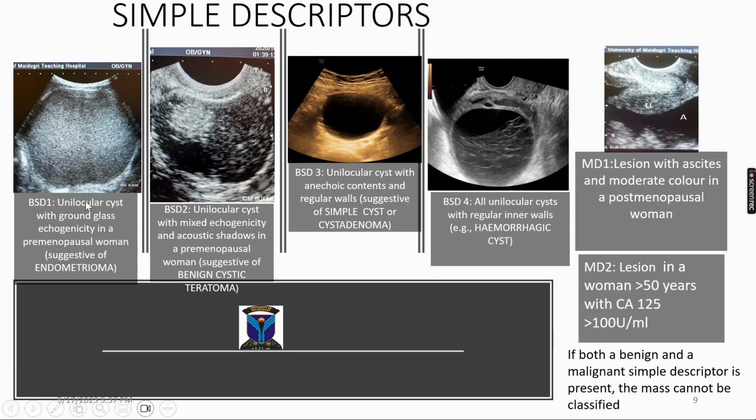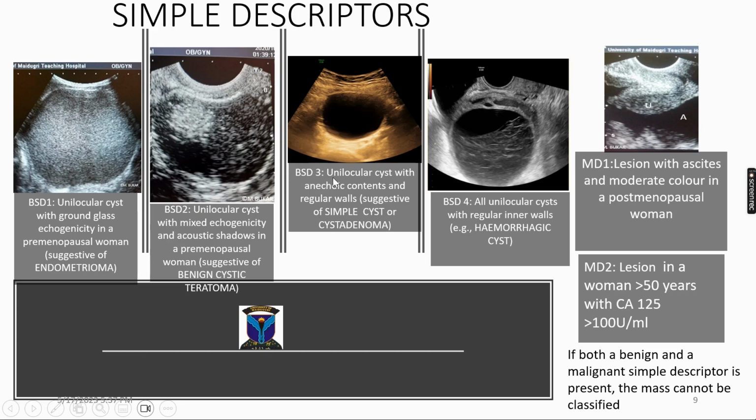The 4 benign descriptors are: benign simple descriptor 1, which is a unilocular cyst with ground glass echogenicity in a premenopausal woman. This is highly suggestive of endometrioma. Benign simple descriptor 2 is a unilocular cyst with mixed echogenicity and acoustic shadows in a premenopausal woman, suggestive of benign cystic teratoma.